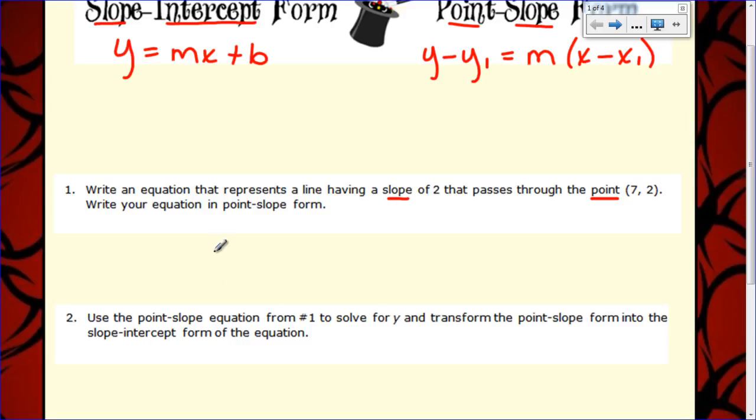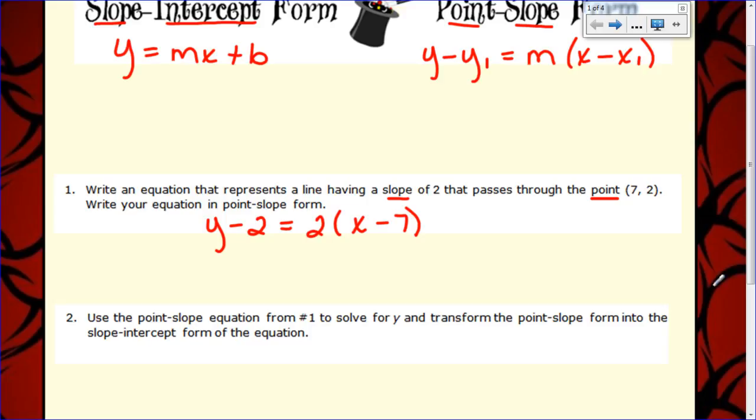So we're going to start in point-slope form, and I told you that this y stays a y, and then I have to do the y coordinate of my point. Well, here's my point, and the y coordinate is 2, so I have y minus 2 is equal to the slope, which was 2, times this x stays an x, and then the x coordinate of my point is 7, so x minus 7. That is that equation in point-slope form. I plugged in my point, so here's my y value, here's my x value, and there's my slope. That's all there is to it.